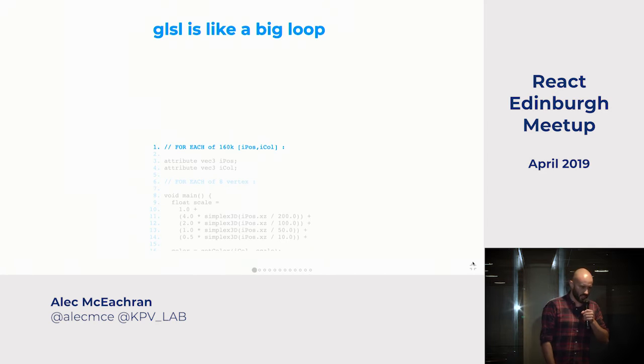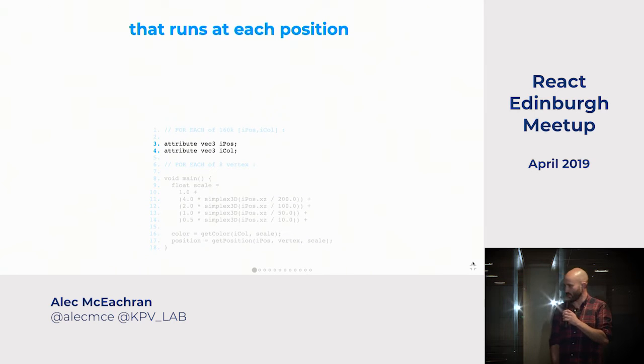So think of GLSL as a big loop, right? This is going to run. First of all, I said that there was a cube, so that's 8 vertices, 4 at the top, 4 at the bottom, 8 positions. And I said there are 160,000 positions in the grid. That's 400 by 400 on that grid that you saw. So for each of those 160,000 positions, there's a position and a color.